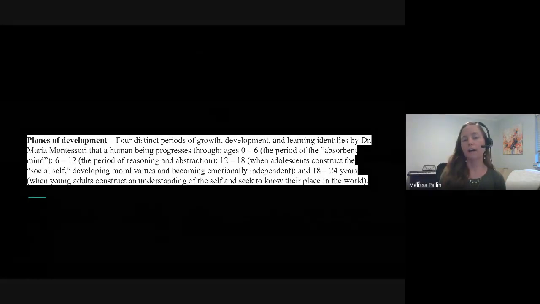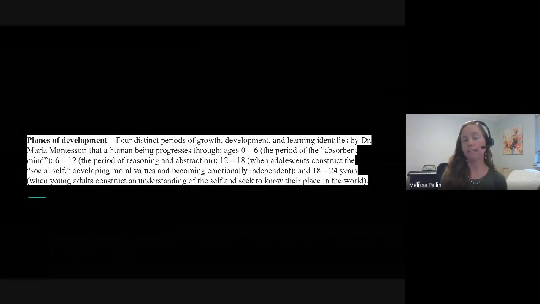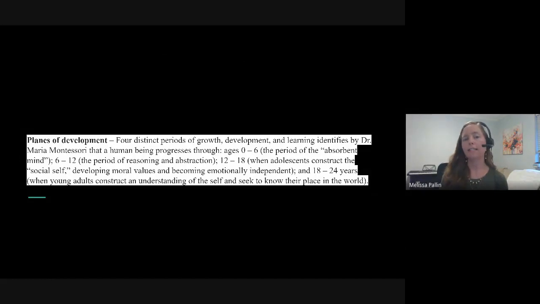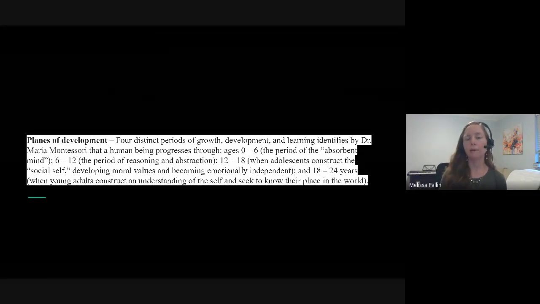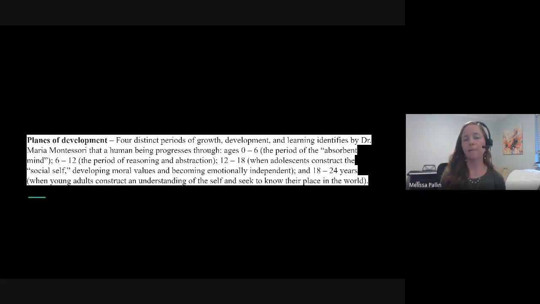And the next plane of development, which is the second plane of development, takes place from ages 6 to 12. That is a period where the child is able to comprehend more abstract knowledge and able to reason more with all of those sensory experiences that they've gained in the primary classroom.